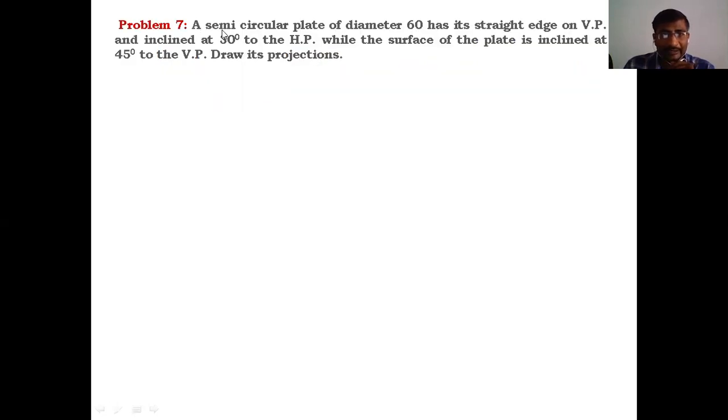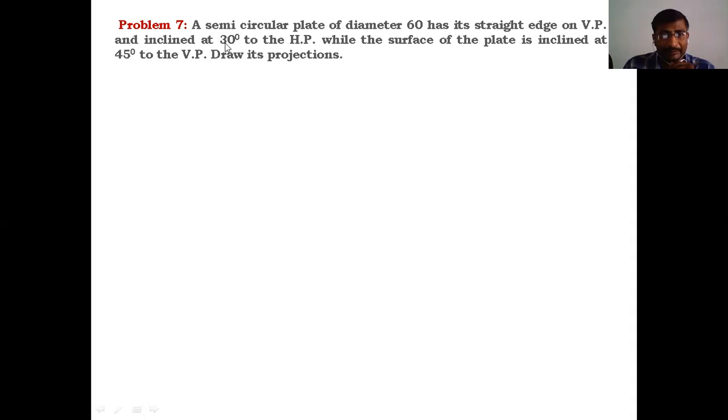The seventh problem is related to a semicircular plate. A semicircular plate of diameter 60 mm has its straight edge on VP and inclined at 30 degrees to the HP, while the surface of the plate is inclined at 45 degrees to the VP. The surface is inclined to VP here. So draw its projections. By observing this problem, what is the initial position of the diagram?